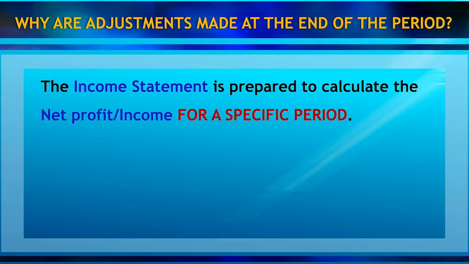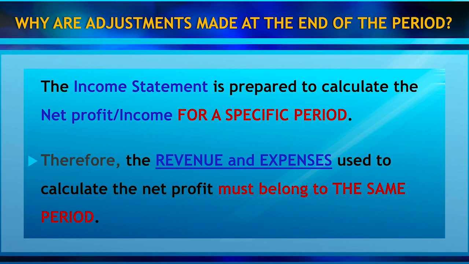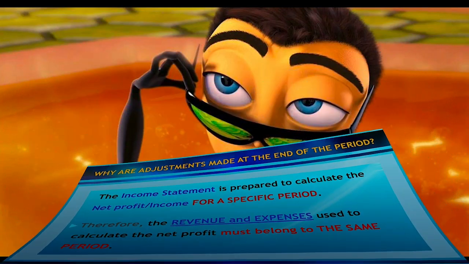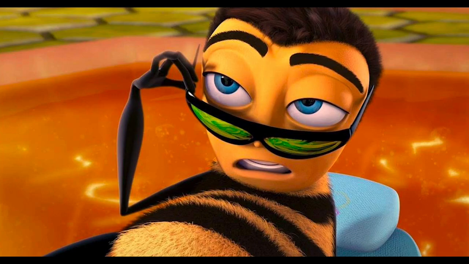Okay, so we know that the income statement, which is used to calculate profit, is prepared for a specific period, and that is usually done at the end of the period. Therefore, if we use revenue and expenses to calculate net profit in the income statement, then logically those revenue and expenses used must also belong to the same period that you are calculating the profit for. Okay, so you may be a little bit confused still.